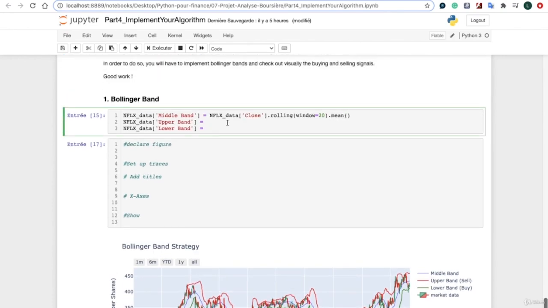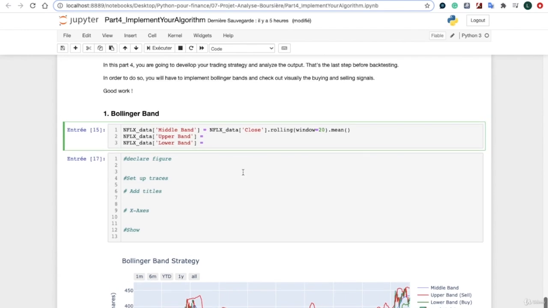Once you define your middle band, the upper band will be equal to the middle band plus 1.96 standard deviation of the 20 last days. That's going to be very similar. What you're going to have to do is middle band plus 1.96 standard deviation of the 20 last days. And the lower band is going to be just the opposite, which means that you're going to copy and paste this line and paste it here.